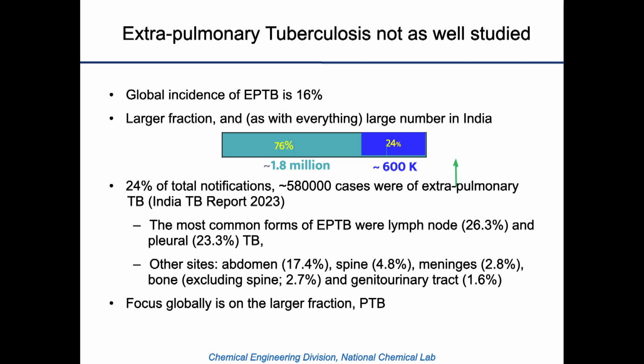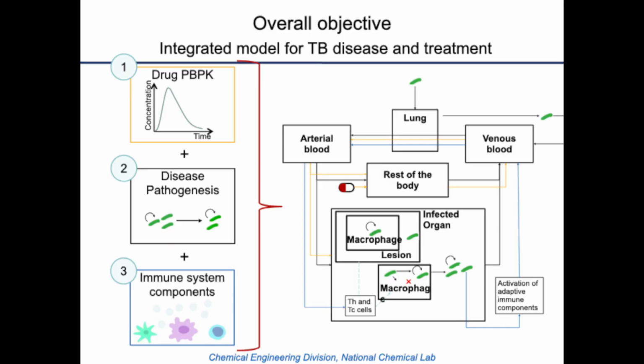large fraction of all TB cases. Of course, in India, that number is huge. I mean, these are COVID level numbers, and it is not very well investigated. So this is what we overall want to do: to have a combined model that looks at how the bacteria grows, mutates, resistors, persisters, etc., in the presence of an antibiotic, and including the effect of immune system components.